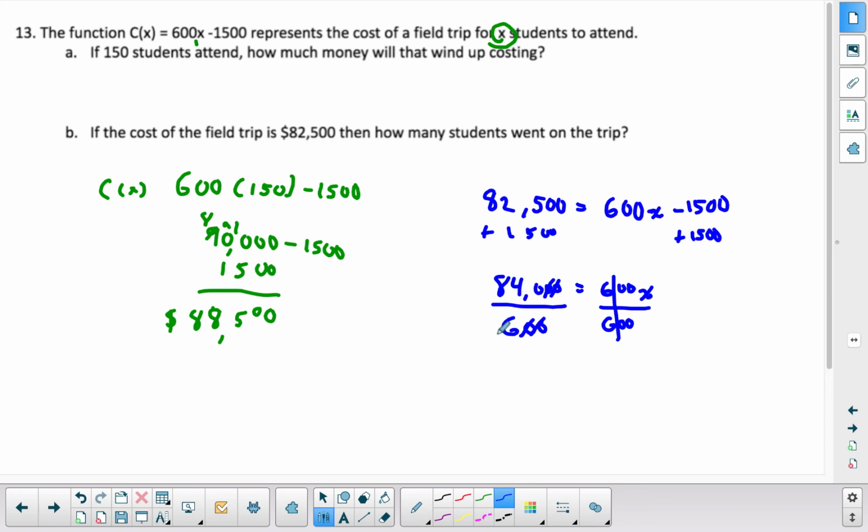And I know that 84 divided by 6 is 14. And we'll have a 0 there. So that'll be 140 students, which makes sense when you think about the trip with 150 students costing a little bit more than the trip with 140 students, right? These numbers are pretty close to each other. They're only off by $6,000, and so the cost of 10 students going is, hey, 600 times 10, right? So that would be 6,000. That number really makes a lot of sense, so 140 students.